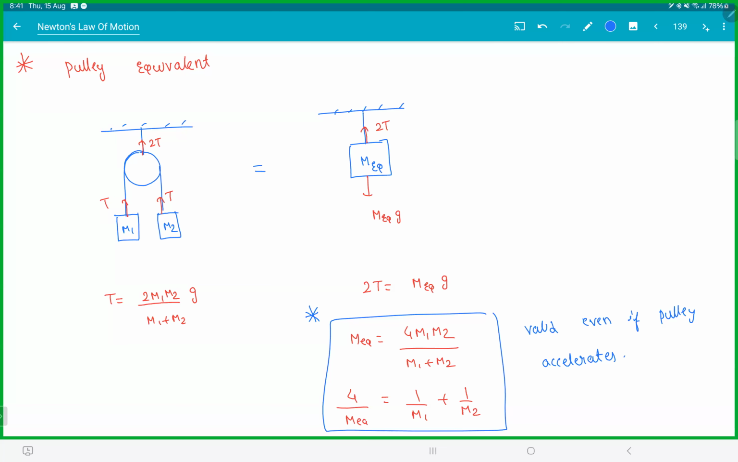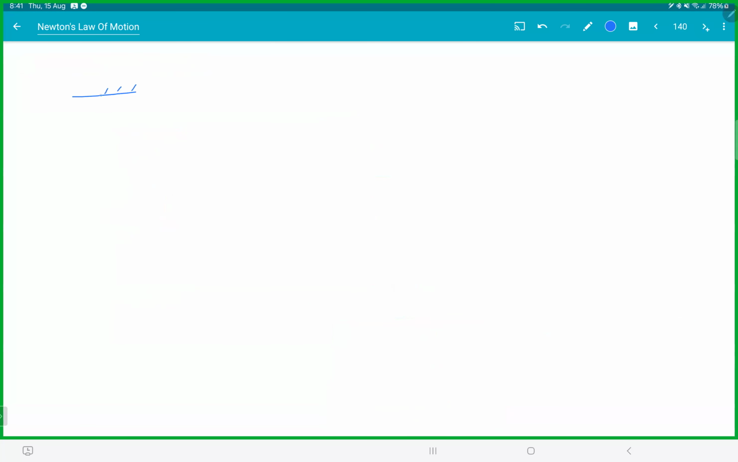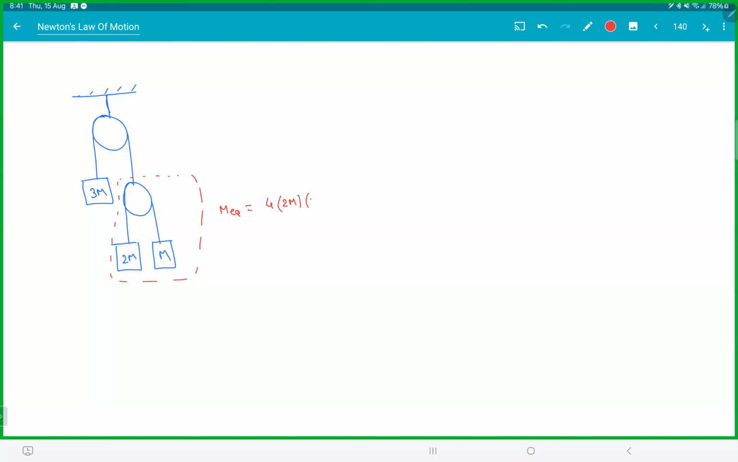Now let me show how this works for the previous example. Are you getting the logic here? Because the tension in the ceiling, as long as it is 2T, it doesn't care what you keep below it. So in our problem, which we did just now, we want to replace this with m equivalent, which is 4 m1 m2 by m1 plus m2. So this is actually equal to 8m by 3.